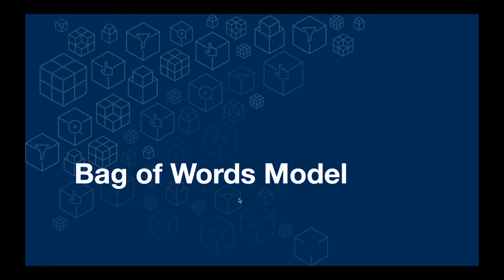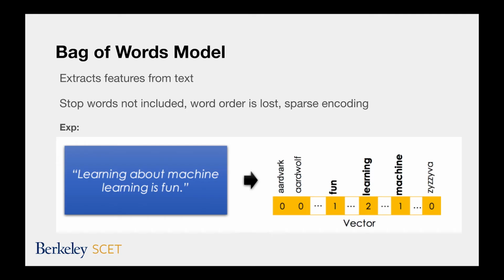Moving on to the second topic, the bag of words model. A bag of words model extracts features from text. Things to keep in mind are that stop words are not included, and word order is lost since it's extracting just the individual words from the sentence or the text that you're passing in. It also uses sparse encoding, which means that not every single word is included, especially words that are jargon specific to perhaps an industry.